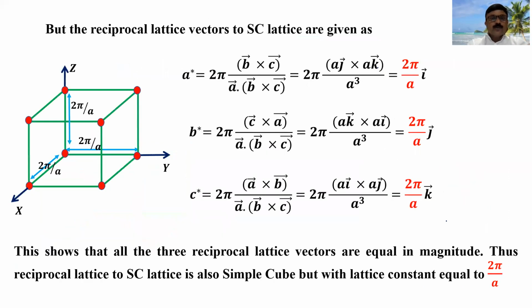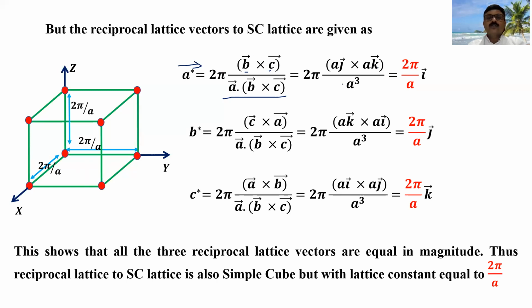Now let us write the reciprocal lattice vectors of the simple cubic. Reciprocal lattice vector A star is given as 2 pi multiplied by vector B cross vector C divided by vector A dot vector B cross vector C. Now use the values of B and C in terms of their unit vectors. It will give you reciprocal lattice vector A star is equal to 2 pi multiplied by A into vector J cross A into vector K.